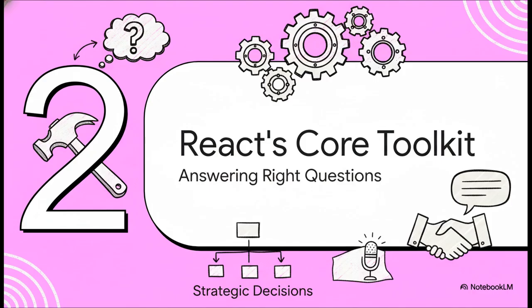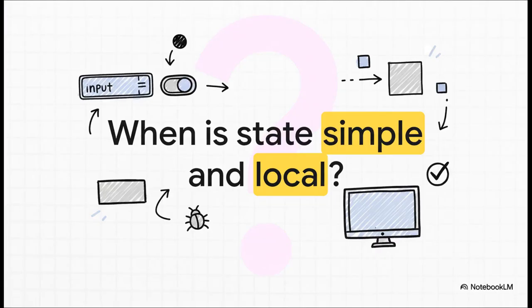So let's frame this like we're prepping for a technical interview, asking the right questions to get to the right solution. All right, question number one. This is the scenario you're going to run into 90% of the time. You have one little piece of information that needs to change. It only affects one component. Think of an input field in a form or a little toggle switch. What's the first tool you reach for?